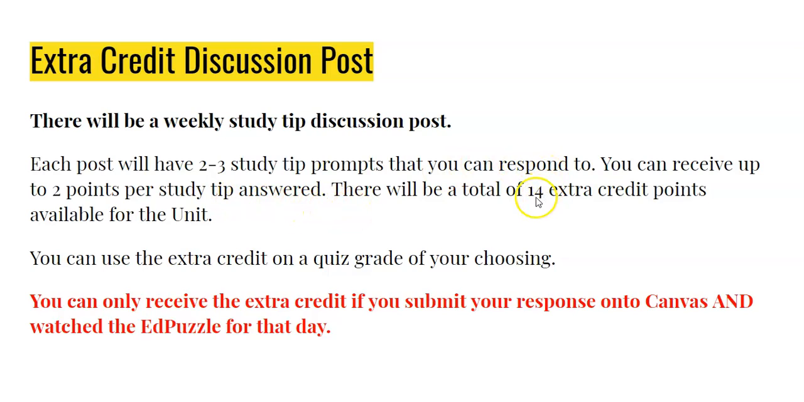There will be a total of 14 possible extra credit points at the end of the unit if you answer every prompt for every study tip. You can use this extra credit on any quiz of your choosing. You can only receive the extra credit if you submit your responses on Canvas and watch the Edpuzzle for that day. So for example, if you want to answer the January 6th study tip, to get credit for that study tip, you have to watch the Edpuzzle for January 6th. If you did not watch the Edpuzzle for January 6th and you still answered the study tip, you will not receive the extra credit. So make sure you're watching your Edpuzzles, which right now I think are each 5 minutes at most. So you should have time to watch them.